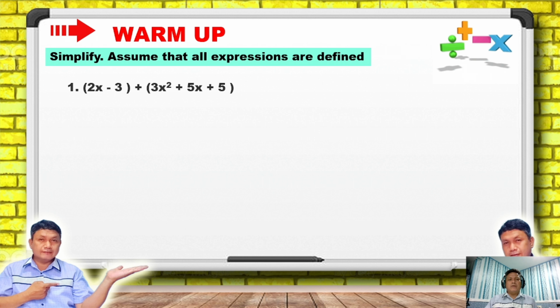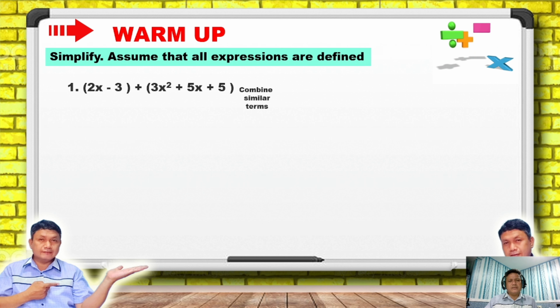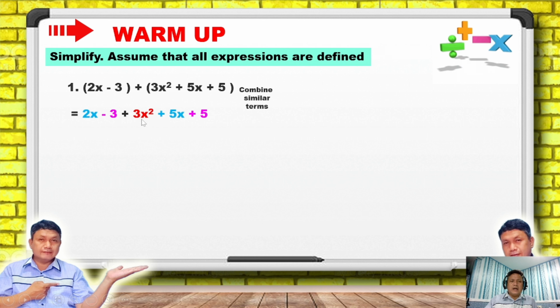In dealing with the addition of polynomials, ang gagawin lang po natin, the first is we have to combine similar terms. So, anong unang gagawin? The first step, you need to remove first the parentheses for both polynomials. So, ito po ang ating gagawin. We have 2x minus 3, copy. Then, copy the plus sign. Then, we have 3x squared plus 5x. Ganon din po, plus 5 ay ko-copyin lang.